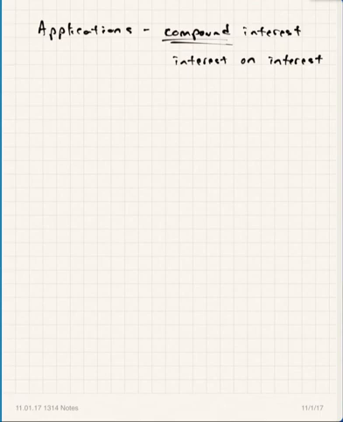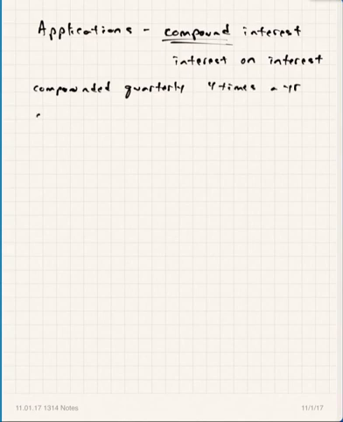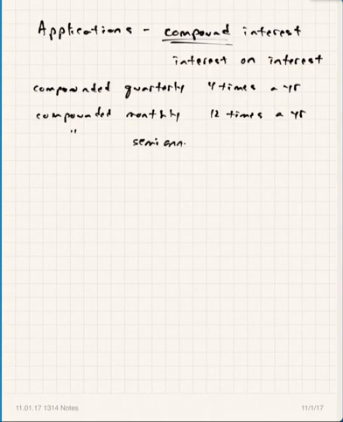So you can get interest that is compounded, for example, quarterly. If it's compounded quarterly, it's 4 times a year. If it's compounded monthly, let's say, it's 12 times a year. Compounded semi-annually would be 2 times a year.